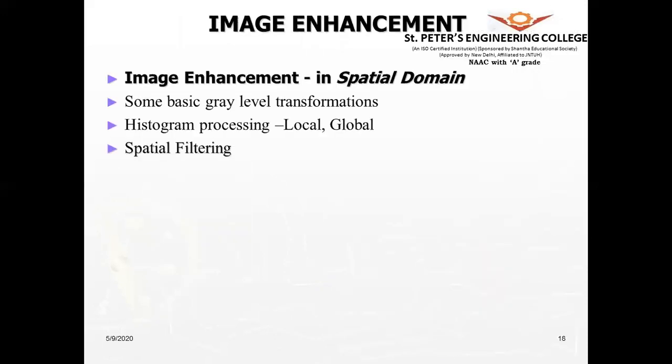So in this discussion, we have seen the spatial filtering. In the next, we will look into the enhancement done in the frequency domain. Thank you.